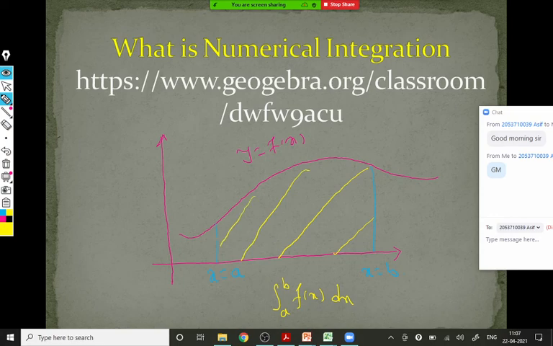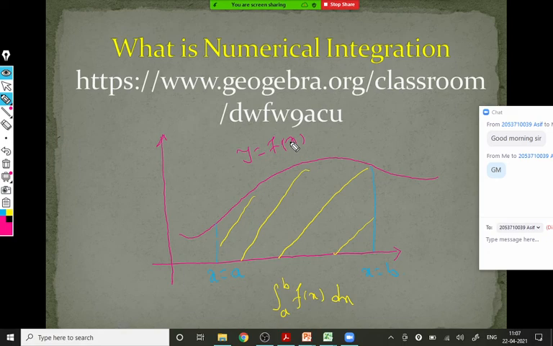It is the area between the ordinates x equal to a and x equal to b, and under the curve y equal to f(x). This is the geometrical meaning that we have for integration. So definite integration gives us the area under the curve, and in numerical methods we are going to evaluate only definite integrals which have limits. That type of integrals are possible.